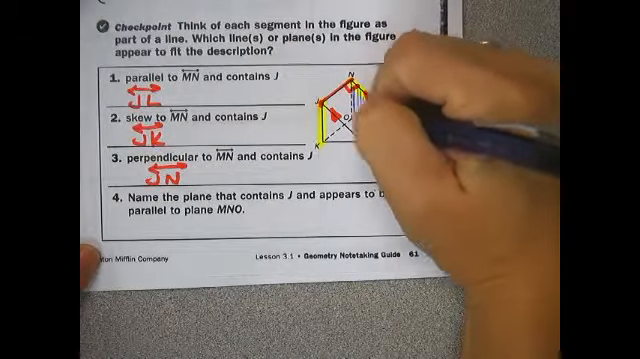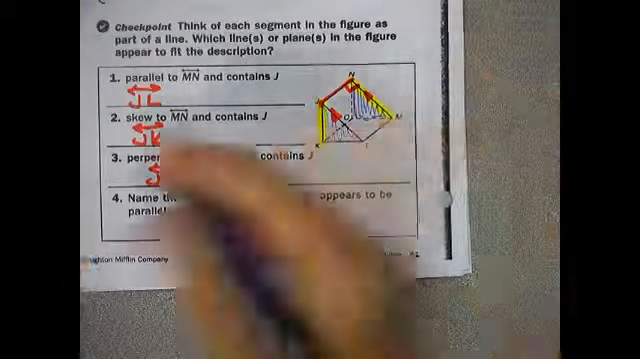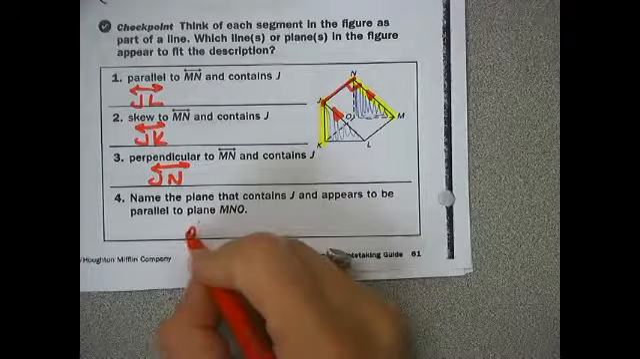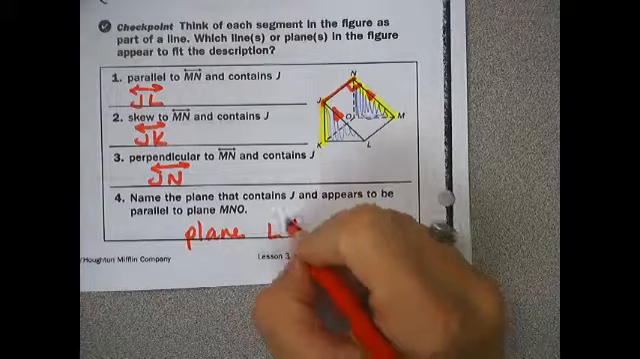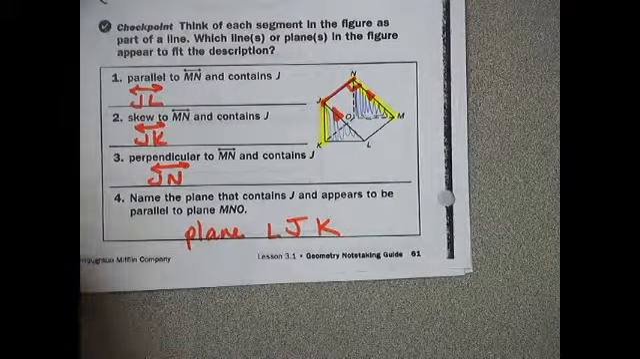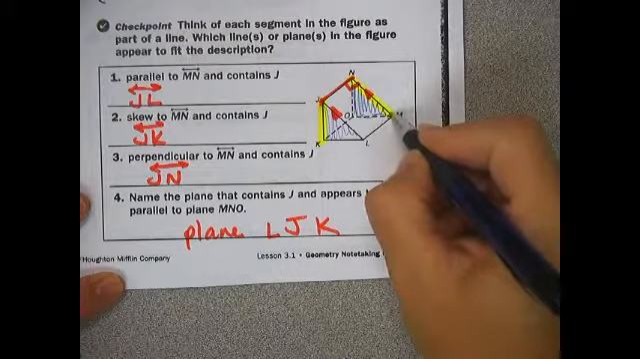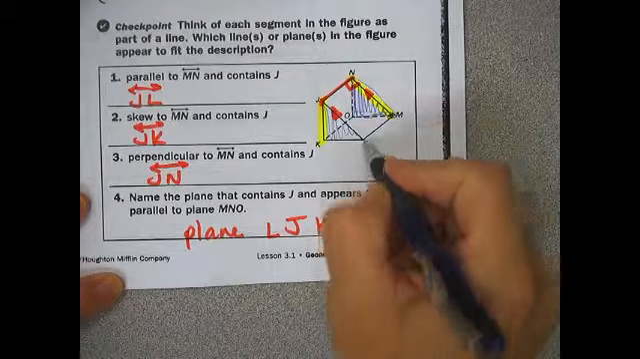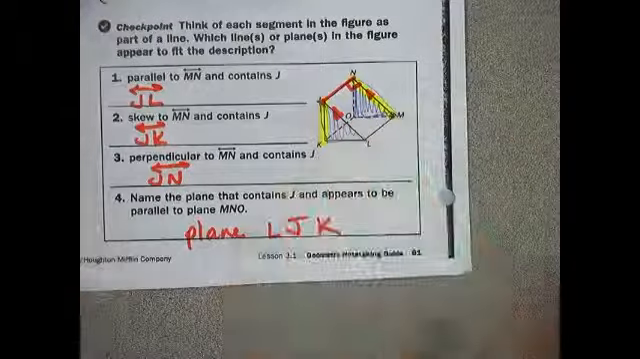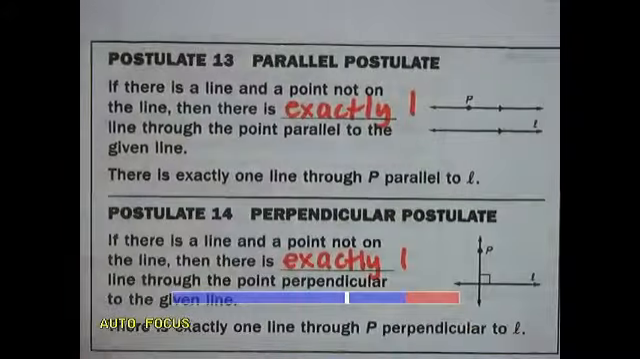And name the plane that contains J and appears to be parallel to plane MNO. So here's plane MNO. So what other side is parallel to that? It would be this plane, and we would call that plane LJK. I don't think it matters much, but notice that I did them in the same order. So M to N to O is this triangle. So I did L to J to K.